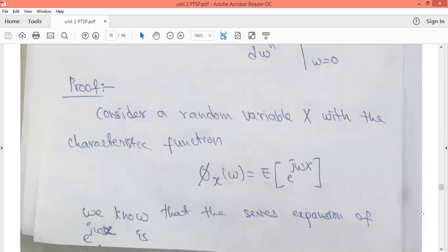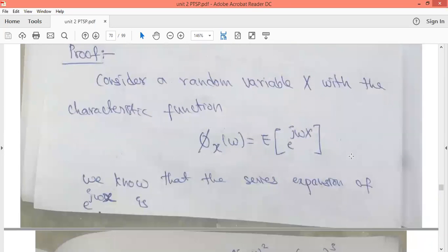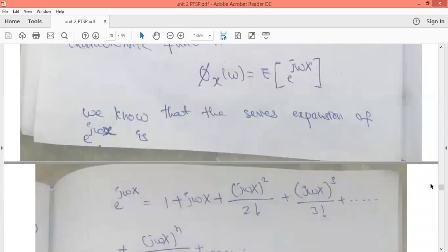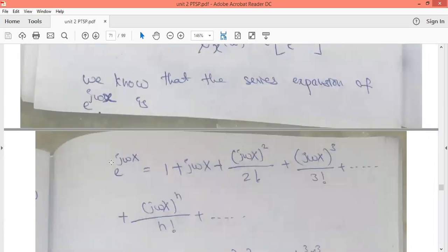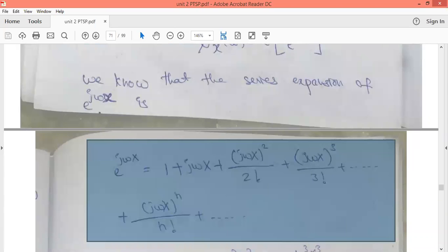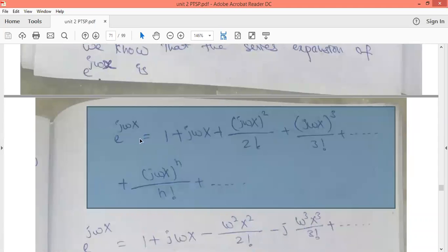To prove this theorem, we know that the characteristic equation is the expected value of e power j omega x. Now we will write the series expansion for e power j omega x. It can be written as 1 plus j omega x plus (j omega x) square by 2 factorial plus (j omega x) cube by 3 factorial, plus so on. This is very important. You should remember this equation.